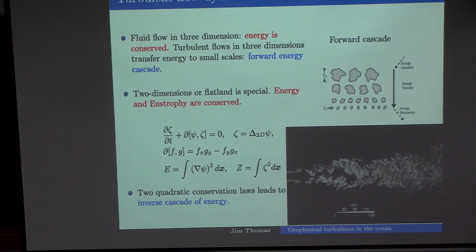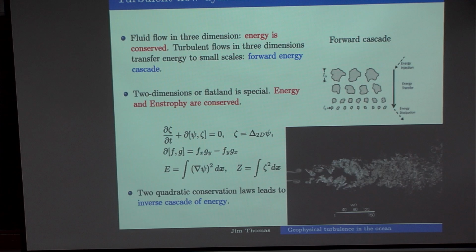We don't have to bother with specific forms, but the important thing to note is that this equation has two conserved quantities. One is called energy, and the other one is called enstrophy. Enstrophy is vorticity squared integrated over the domain. So you have two conserved quantities, and because of that, you can show mathematically that energy in two-dimensional systems goes from small scales to large scales.